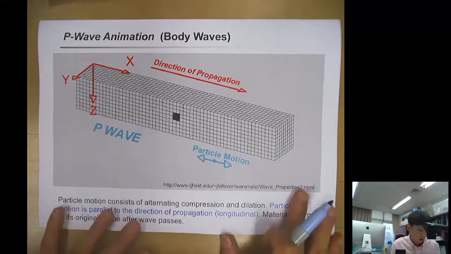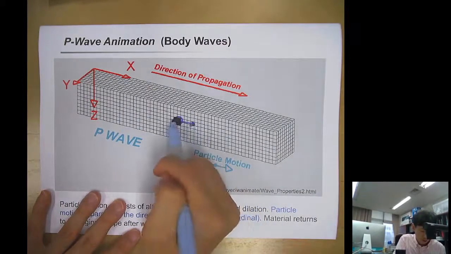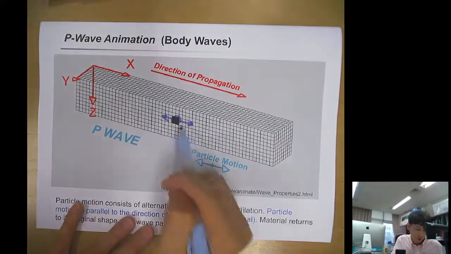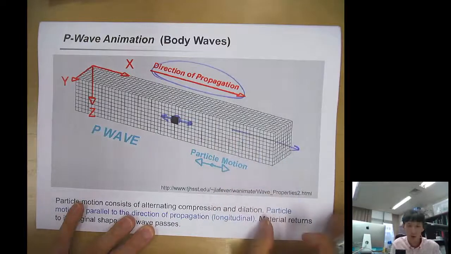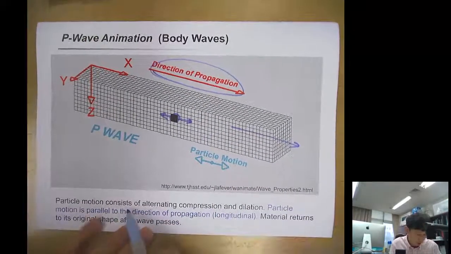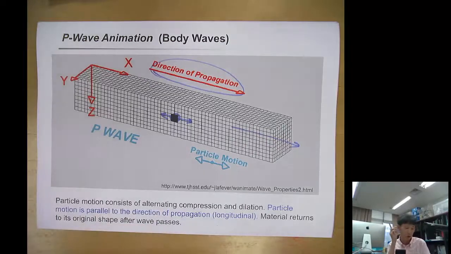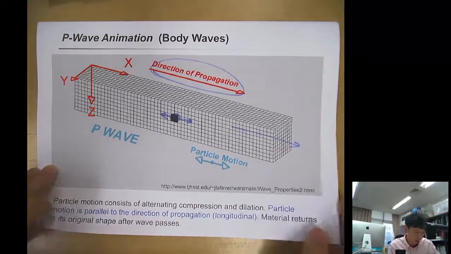in the class. Actually, when you look at this particle, it moves in this direction, so back and forth, and the wave propagates in this direction. So particle motion consists of alternating compression and dilation, and particle motion is parallel to the direction of the propagation. So it's also called a longitudinal wave. Material returns to its original shape after it passes.